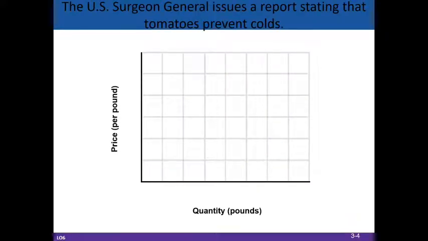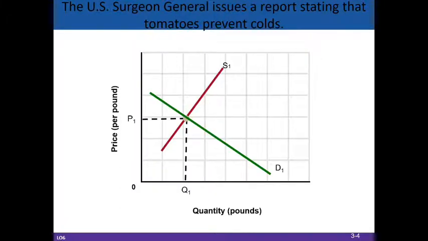In this case, the information is the U.S. Surgeon General issues a report stating that tomatoes prevent colds. Once again, let's start with the initial equilibrium in the market. At the equilibrium, price is P1, quantity is Q1. We need to decide if this information is about supply or demand. When we read the statement, we understand that this is all about consumers' decisions. So this is about demand.